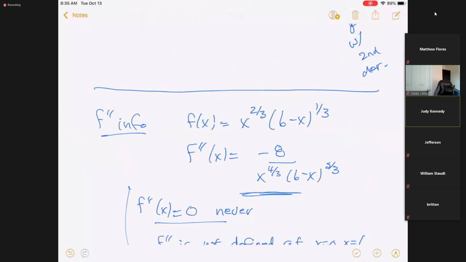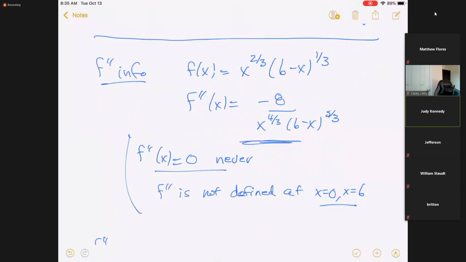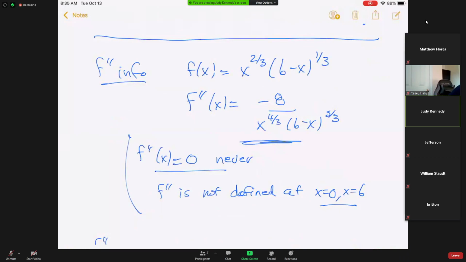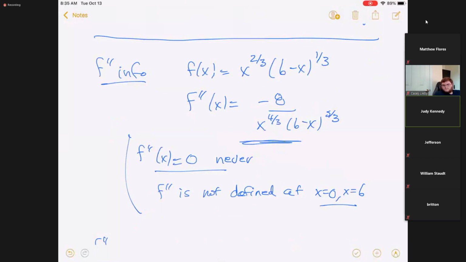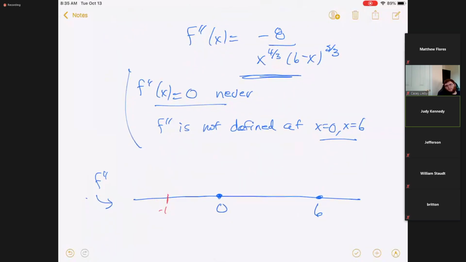Okay, so I wrote down the function again and the second derivative. f double prime of x is never equal to 0. The only way a fraction can be equal to 0 is if its numerator is 0 and the denominator is not. The numerator is minus 8, that's never 0. So you don't get any critical numbers for your second derivative that way. But you do get 2 places where f double prime is not defined, at 0 and 6. And I was going to check these intervals.